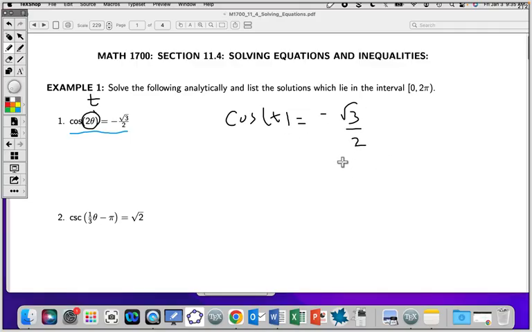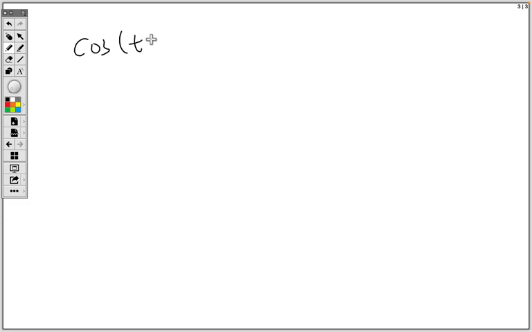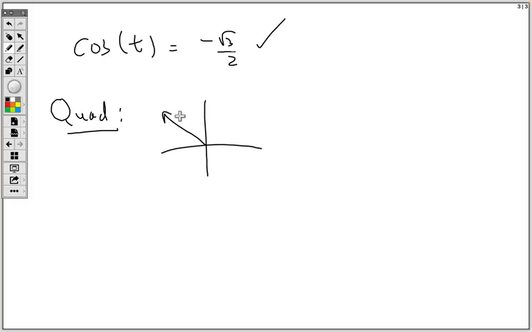That's how we went about solving the basic equations way back in section, what was it, 10.2 and 10.4. So if I want to solve cosine of something is negative square root 3 over 2, the first thing I ask myself is, is that a legitimate value for cosine? In other words, is it a number between negative 1 and 1? And the answer is yes. So that equation makes sense. The second thing I look at is my quadrants. In which quadrants is the cosine of something negative square root 3 over 2? And the answer is quadrant 2 and quadrant 3.